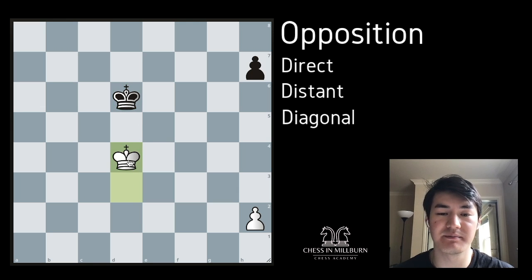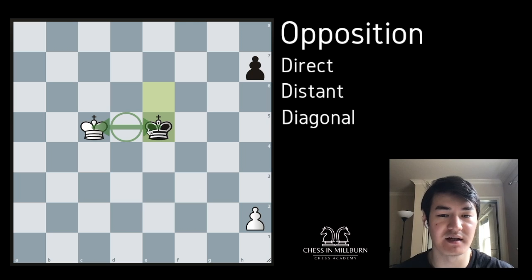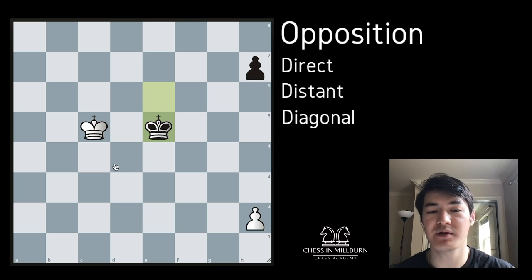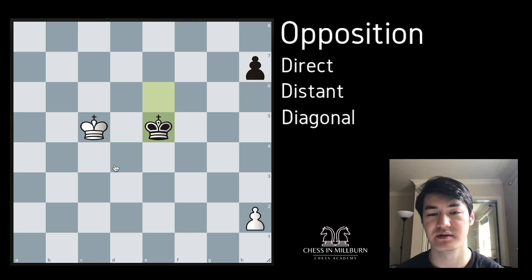Now it can be vertical like this, or it can also be horizontal. So let me show you a horizontal opposition. This is going to be a horizontal opposition. And this is also a direct opposition when there's only one square in between them. And when we are really talking about opposition in the endgame, we are referring to this direct opposition.